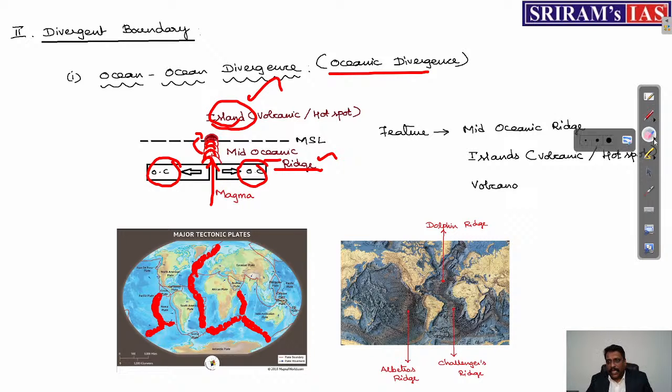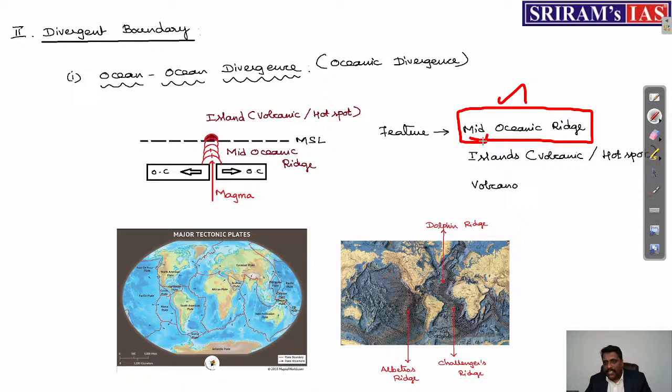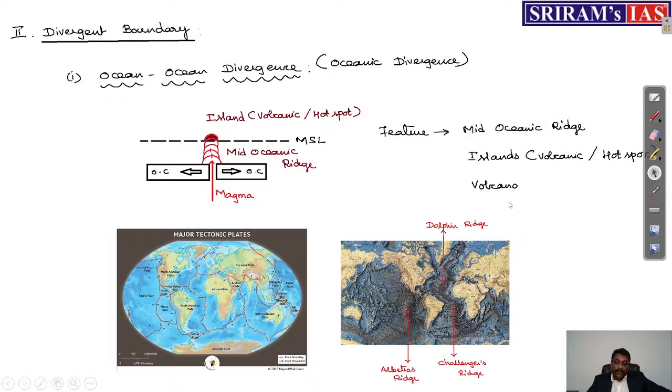Okay. So the default feature you'll be finding wherever oceanic divergence is very common is what? Mid-oceanic ridge. With the ridge emerging above mean sea level, I'll have the formation of islands. And these islands are volcanic islands, sometimes also referred to as hotspot islands. And my dear friends, if these islands are very large in size, I may also have the presence of volcanoes there. Right, my dear friends. It's all about oceanic divergence, the most common divergent boundary in the entire world.